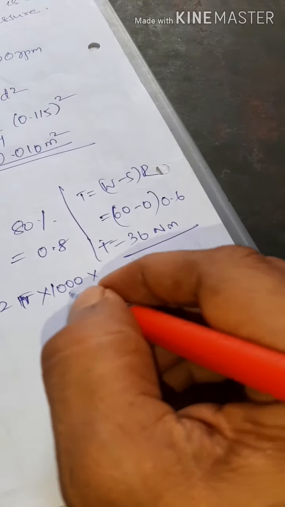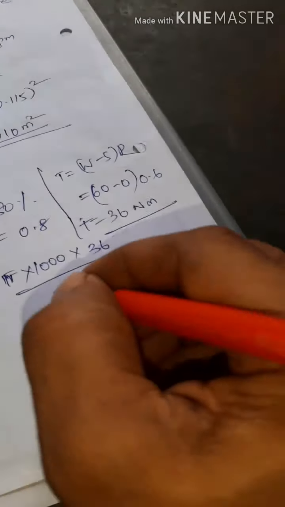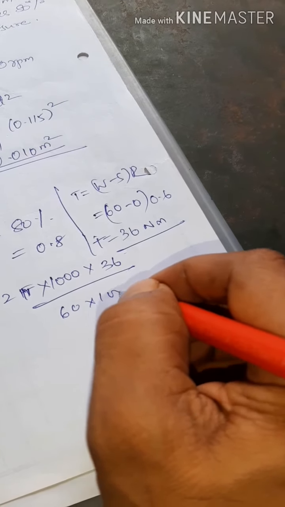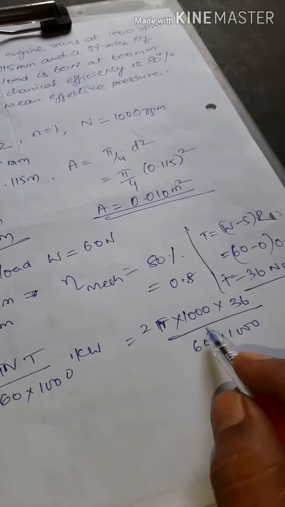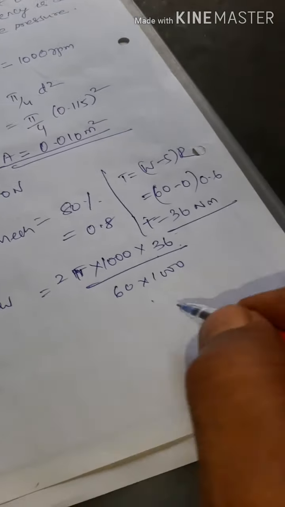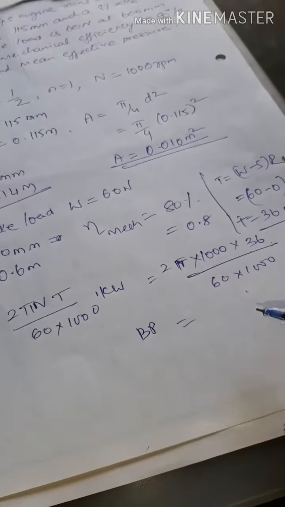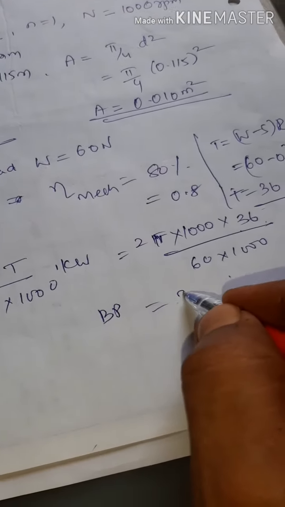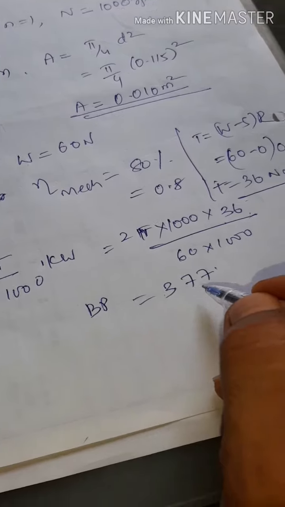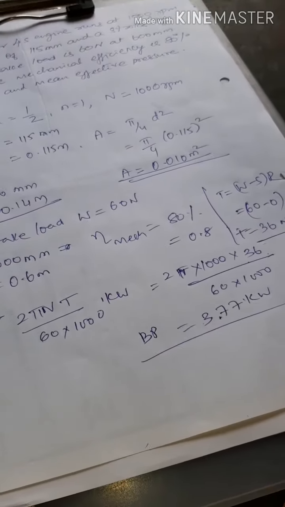So 2 pi N into 36 divided by 60 into 1000, where N is 1000 and T is 36 Newton meter. For the answer, brake power BP is equal to 3.77 kilowatt.